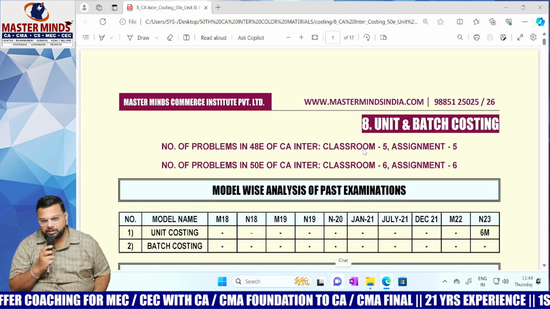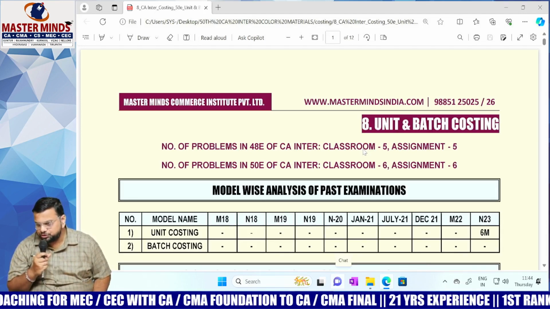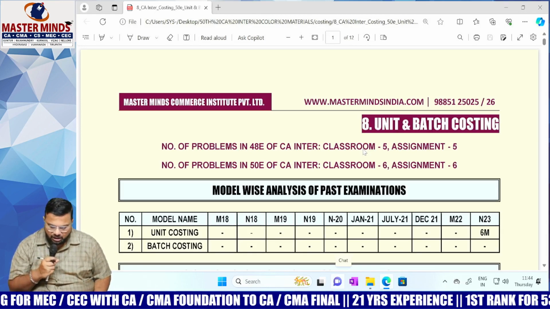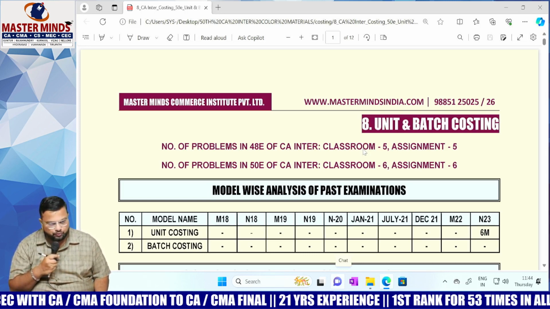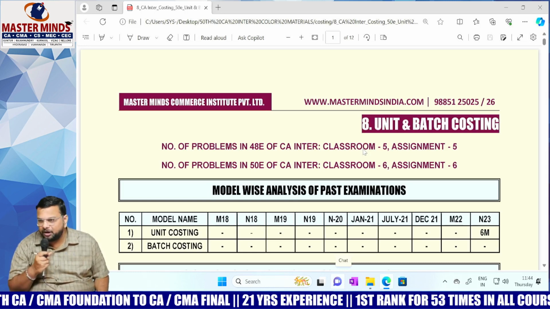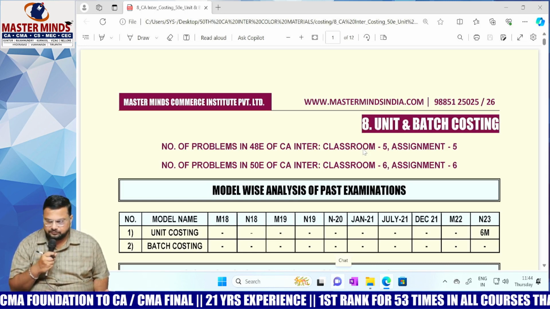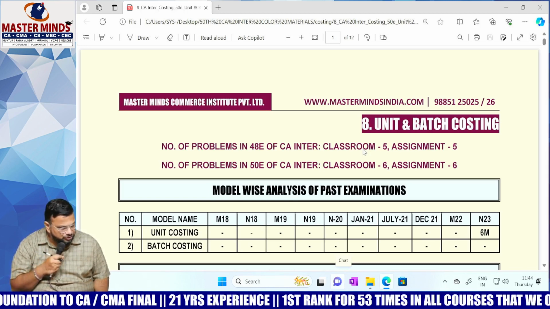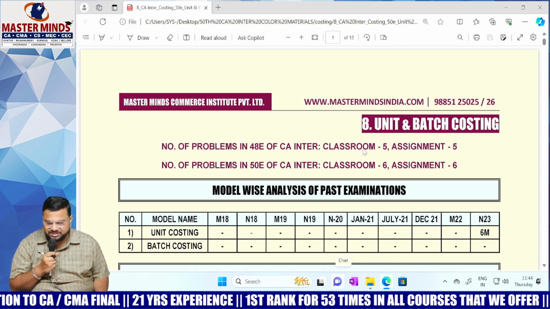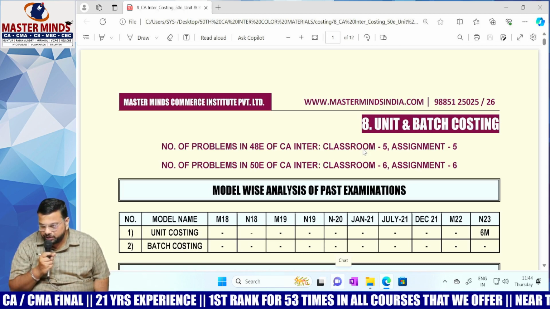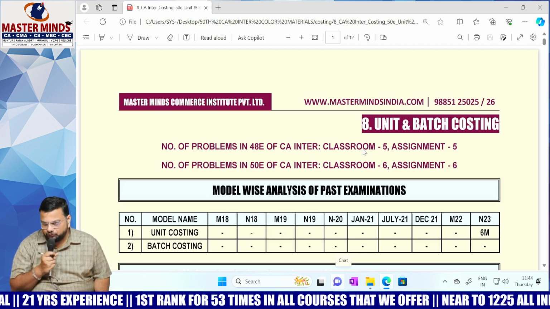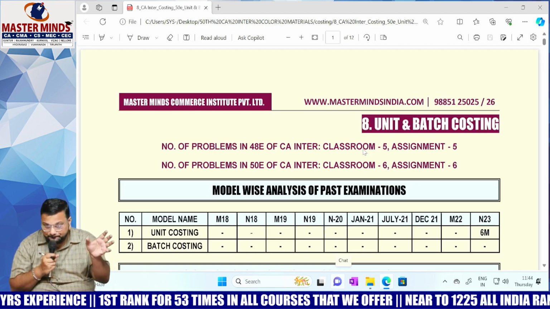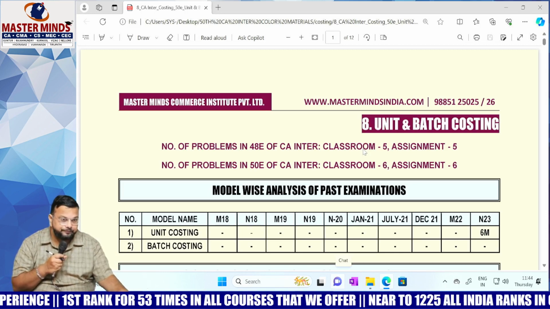Unit and batch costing are both methods of costing used in the appropriate industries. Unit costing is used in those industries where they produce only a single type of product, where they manufacture only one type of product. In such industries, we will use unit costing. And we will use batch costing where units are produced in batches or lots.